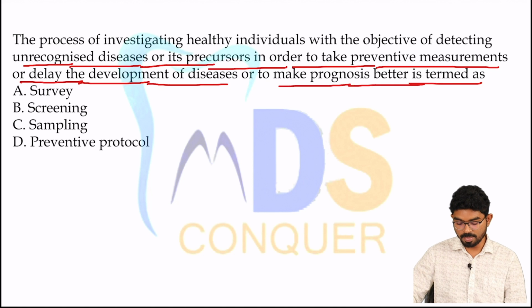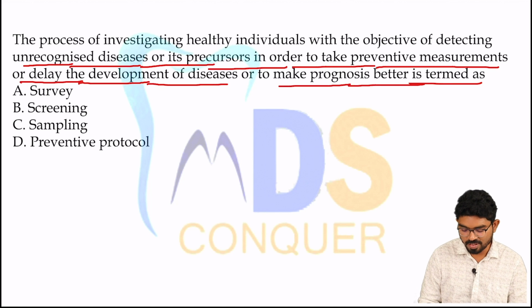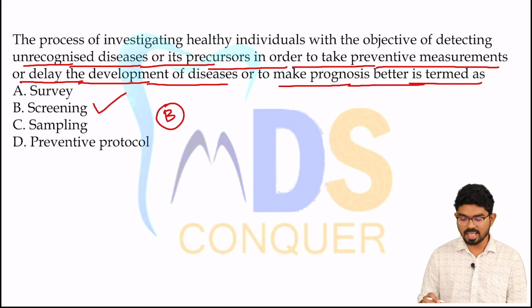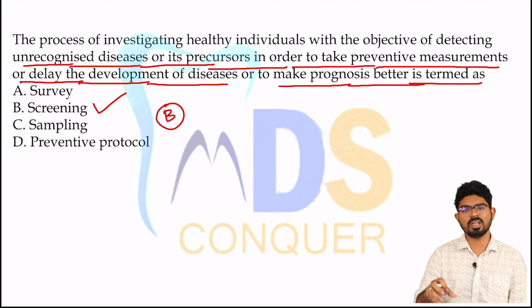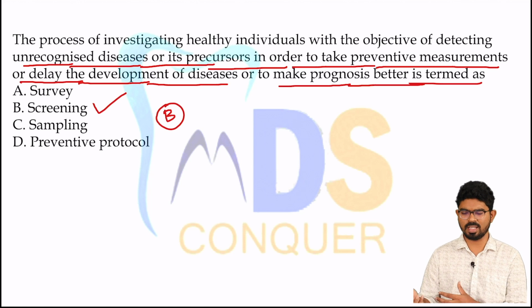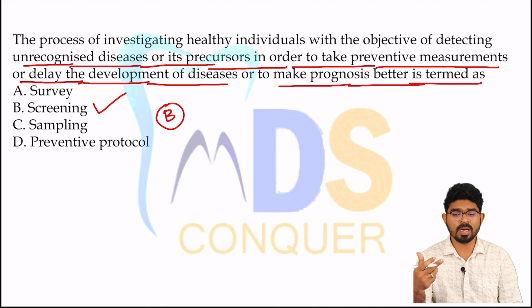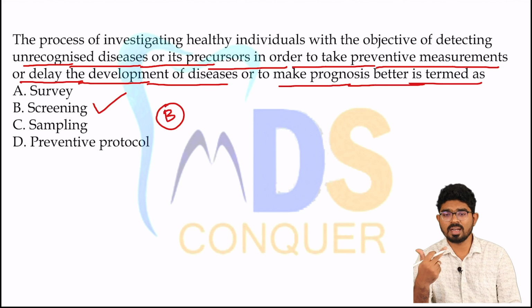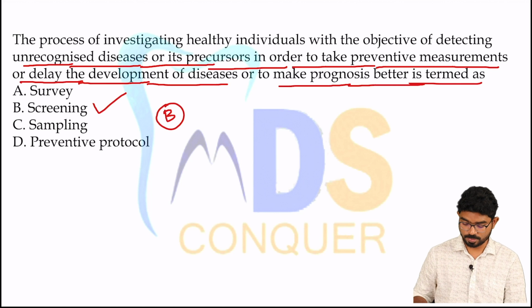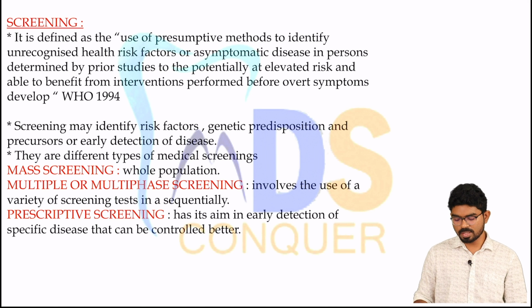Okay, this is a definition of screening. The answer is screening. It's a simple definition of screening. Screening is a process in which you purposefully identify unrecognized, clinically undiagnosed individuals. Screening is useful for prevention. Screening is useful to make your treatment or therapy more effective, and it is used to make your prognosis more effective. This is a WHO definition that is taken from the textbook.